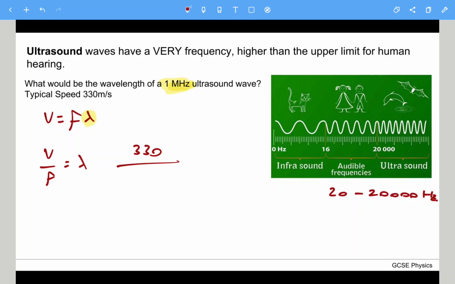1 megahertz is 1 million, so you could write a 1 with 6 zeros, or you could just write 1 times 10 to the power of 6. Which is probably more useful, because a lot of your answers for this stuff could come out in standard form anyway. So that'd be 330 divided by 1 times 10 to the power of 6, which will give you 3.3 times 10 to the power of minus 4 meters. If you got that, well done. All right, let's move on.